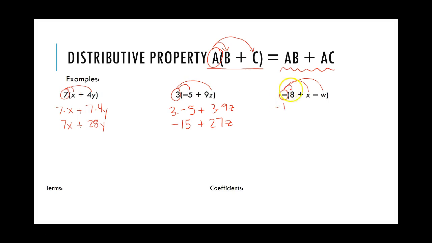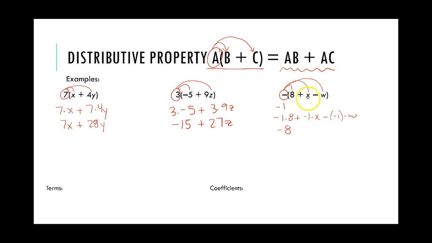So when I do that multiplication and distribute it, you're distributing a -1 to each of them, and what that's going to do is just change the sign of everything inside of it. So -1 times 8, -1 times X, and then a -1 times W. So the 8 was positive. You can see now it's going to be a negative.